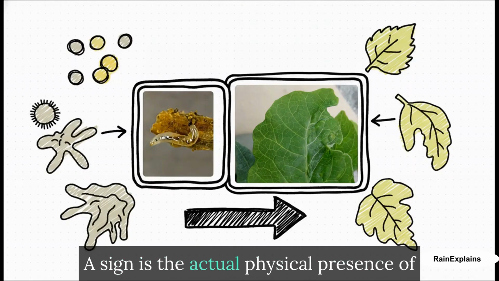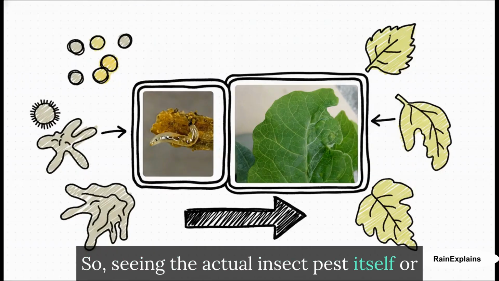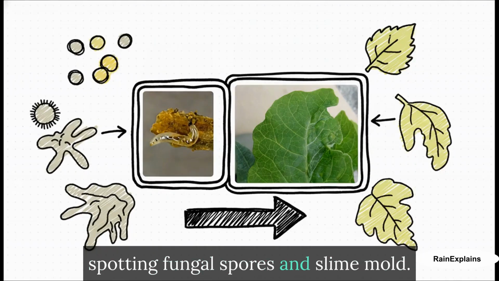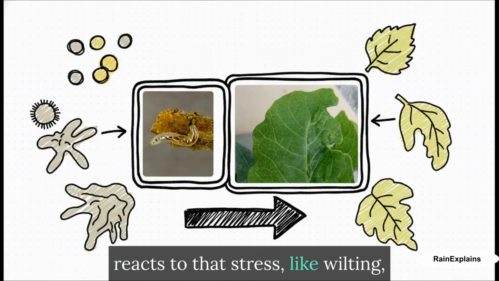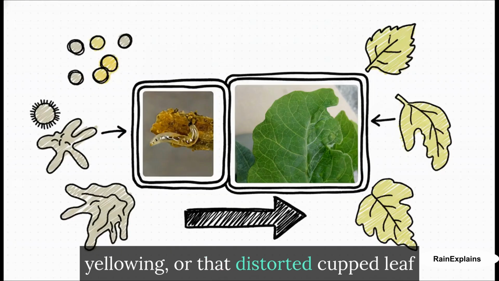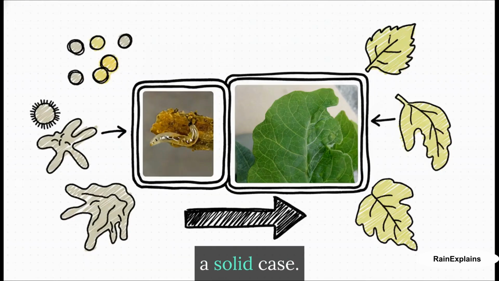A sign is the actual physical presence of the causal agent, so seeing the actual insect pest itself or spotting fungal spores and slime mold. A symptom, however, is how the plant reacts to that stress, like wilting, yellowing, or that distorted, cupped leaf you see on the right. You really need to look for both to build a solid case.